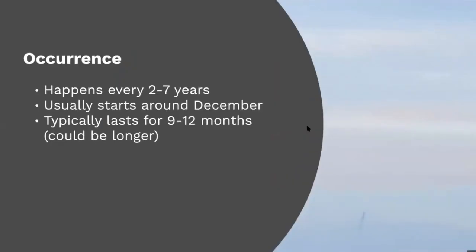El Nino events have been occurring for thousands of years. These events occur every 2 to 7 years and typically last 9 to 12 months and usually start in December. The last El Nino to occur was last year, which will be talked about later.